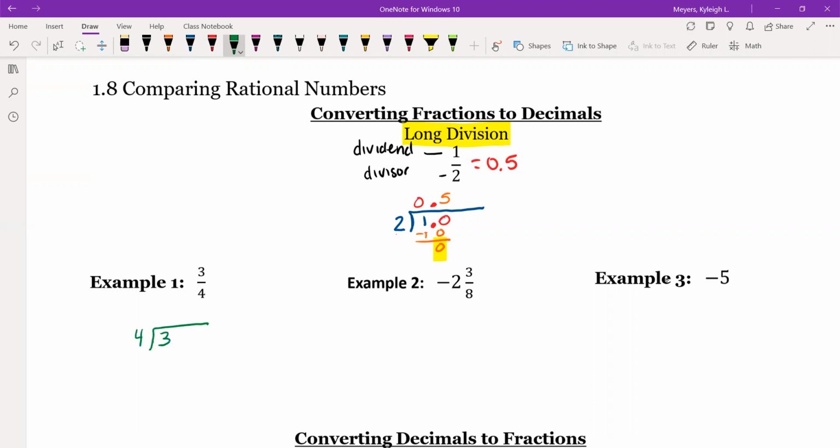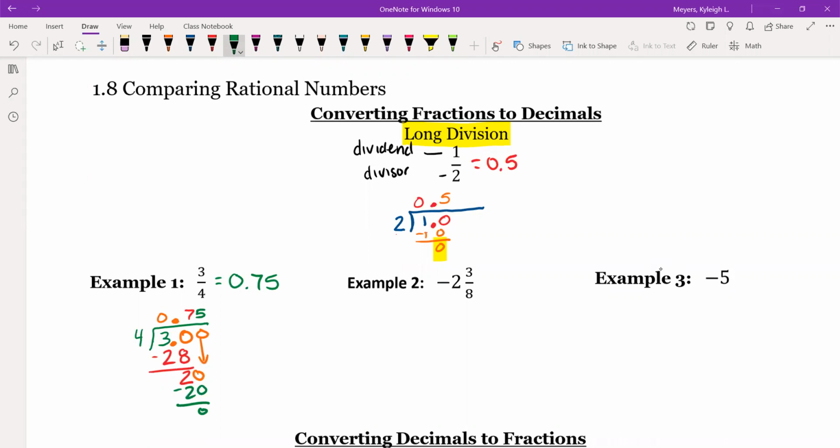And I want you to try example 1 on your own. So pause and try that now. Okay, so maybe you got to here, you put the point and the 0, and 4 goes into 3 7 times. But now we have a 2 left over, right? So we can add another 0 and bring it down. So now we're thinking, how many times does 4 go into 20? It goes 5 times, and that gives us a 0. So 3/4 is 0.75.